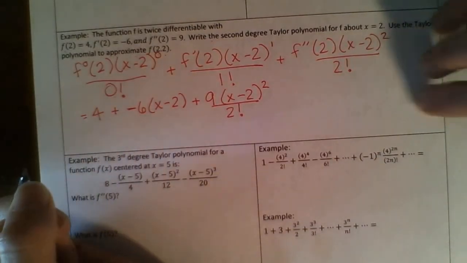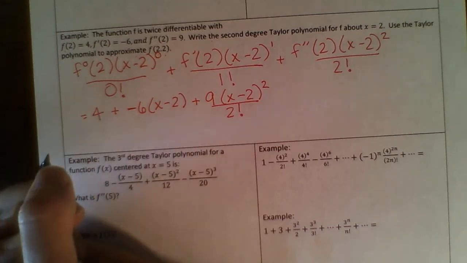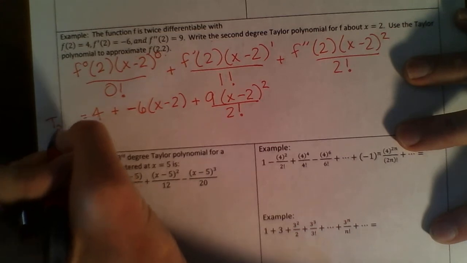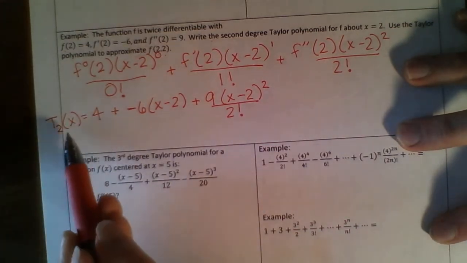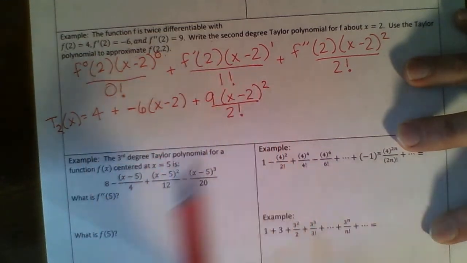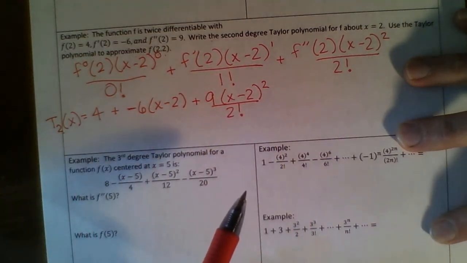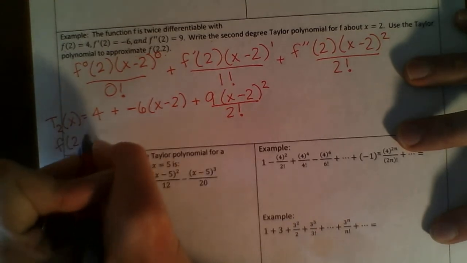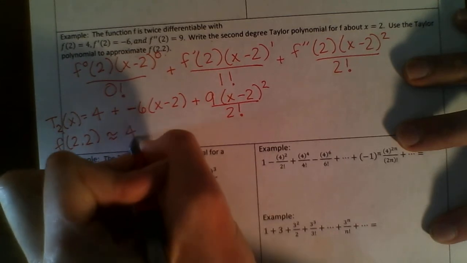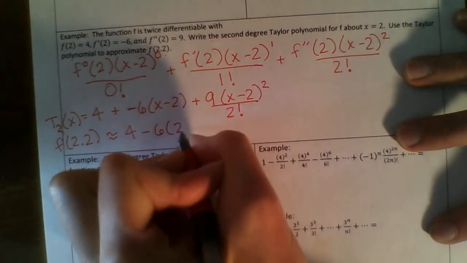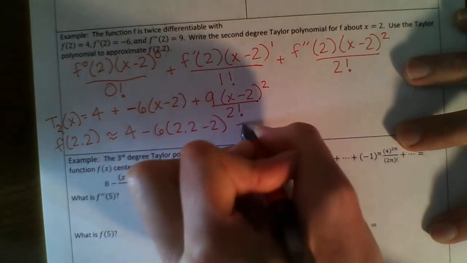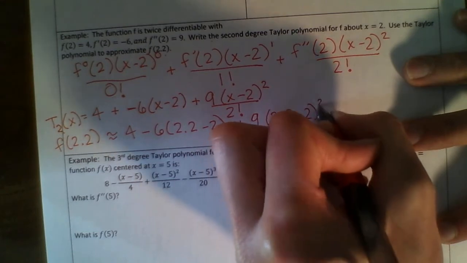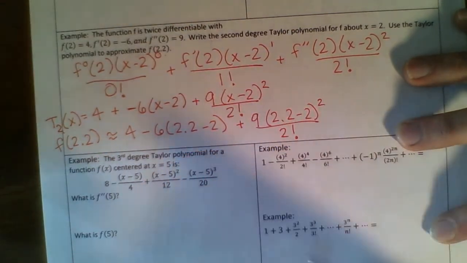So this is not equal to f of x, it's an approximation of f of x, but what we usually call this is something like T sub 2 of x. The 2 means it's the second degree, because that's the largest exponent, second degree Taylor polynomial. And then to find an approximation of f of 2.2, we're just going to go into this polynomial that we created and replace all of the x's with 2.2. No simplifying necessary. All right, pretty easy, right?